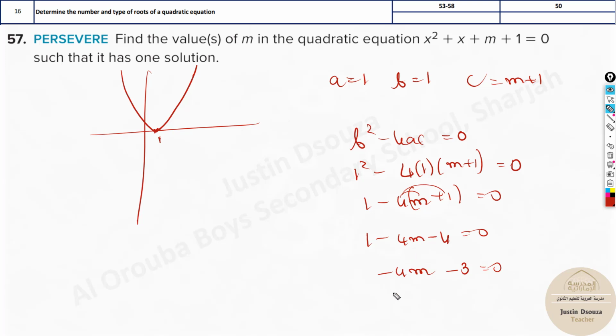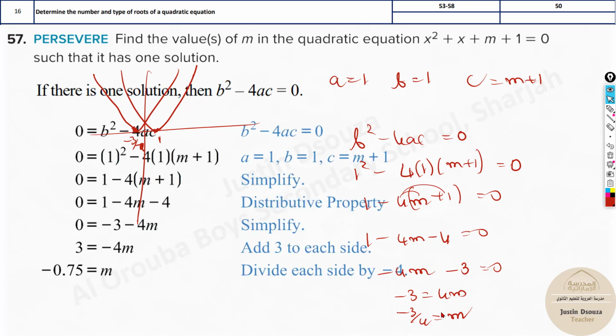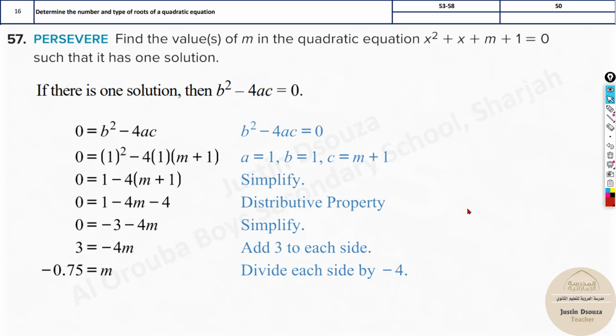I'll take this 4m to the other side. It will be minus 3 equals positive 4m. Take 4 to the other side. Negative 3 fourth equals m. So this was the wrong graph. It will be something like this at negative 3 fourth over here, and it goes up. This is minus 3 fourth, or minus 0.75. This is the answer. So for the m value, you don't need to graph. You just have to find the m value. That is negative 0.75 or negative 3 fourth. It's the same thing. That's how we solve it.